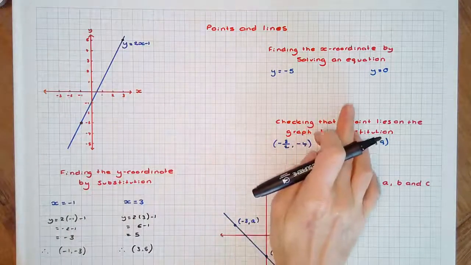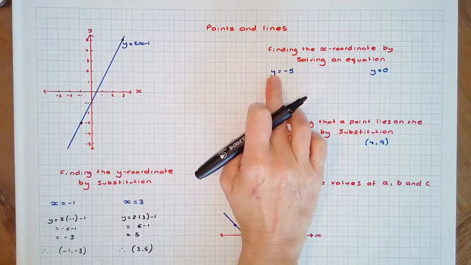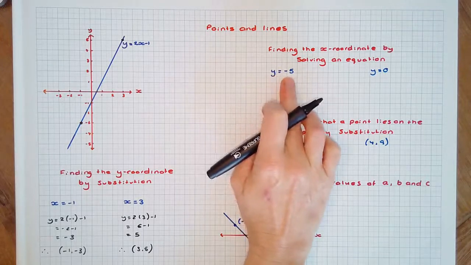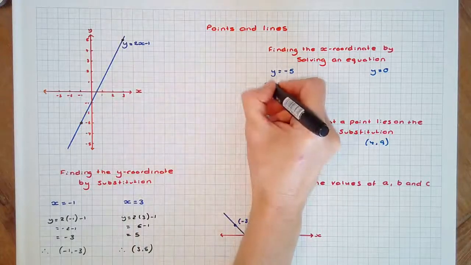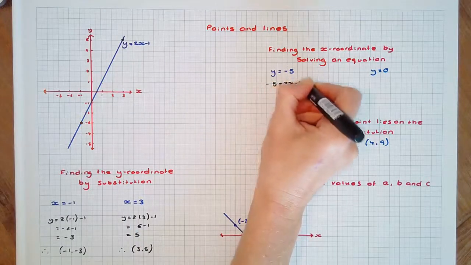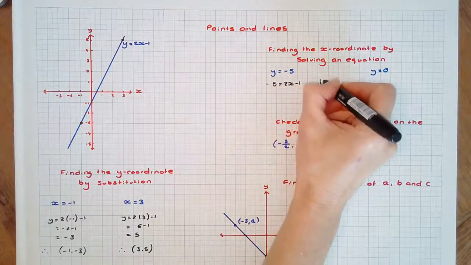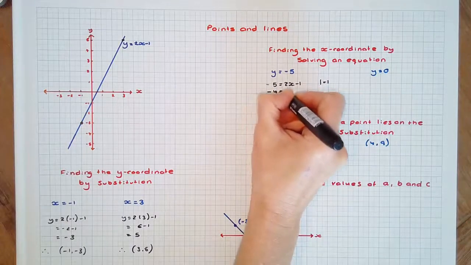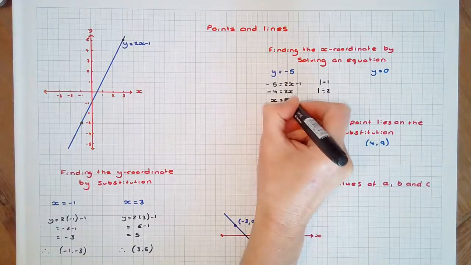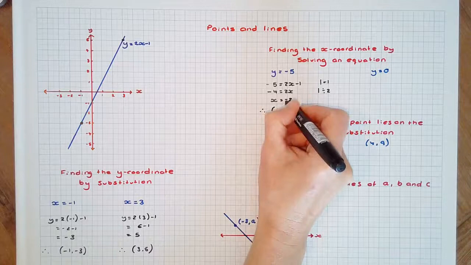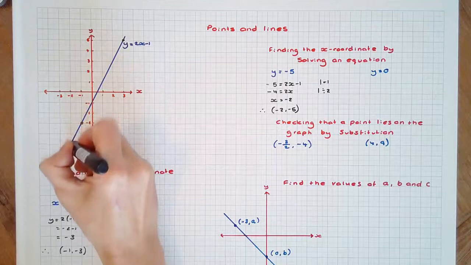To find the x-coordinate, we substitute in our y value and then solve. For example, when y equals negative 5, substituting in negative 5 where the y stands, that is negative 5 equals 2x minus 1. Now we're required to solve the equation. Adding 1 to both sides, I would have negative 4 equals 2x, and dividing both sides by 2, I would have x equals negative 2. Therefore, there should be a coordinate at (negative 2, negative 5). Let's check. (Negative 2, negative 5).